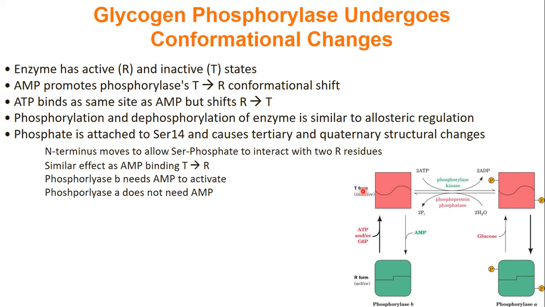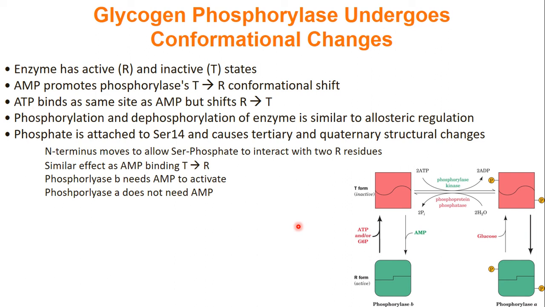Unphosphorylated, we call it phosphorylase B. Now, AMP, when it's bound, will shift from T to R state. So we're looking at the left side here. When you have AMP bound to your enzyme, it's going to make the active form be more prevalent, while ATP or G6P will bind in the same place as AMP and do the reverse. It will force it into the T state.